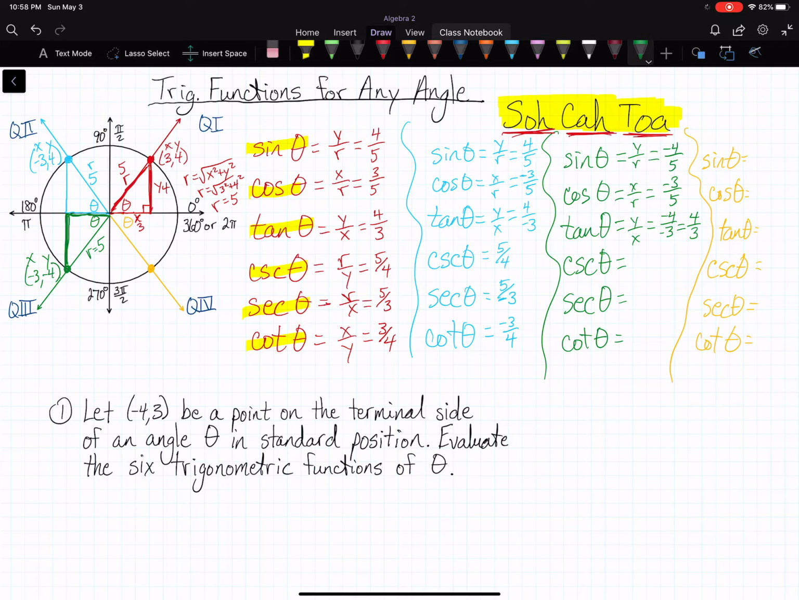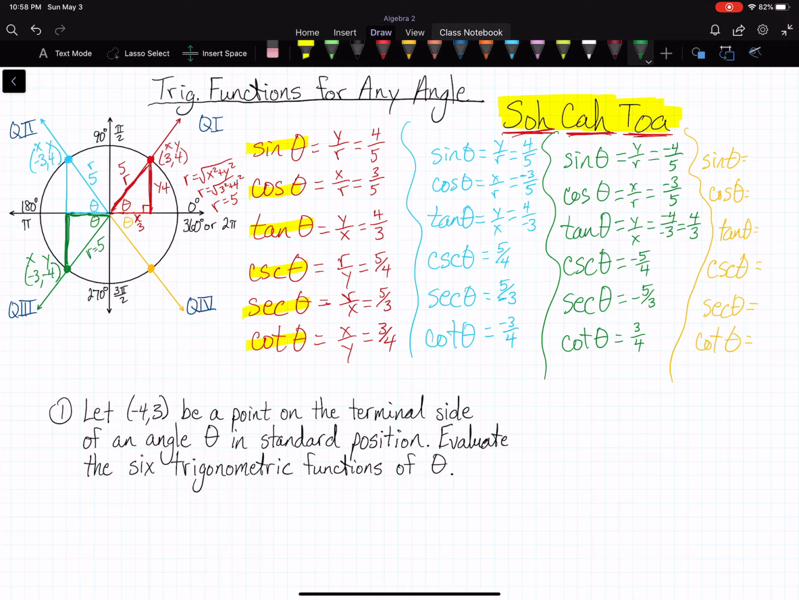Okay, if you notice, the radius is always positive. You will never have a negative radius. Cosecant, you just flip the sign, so that'll be -5 over 4. Secant, -5 over 3. And cotangent is +3 over 4.